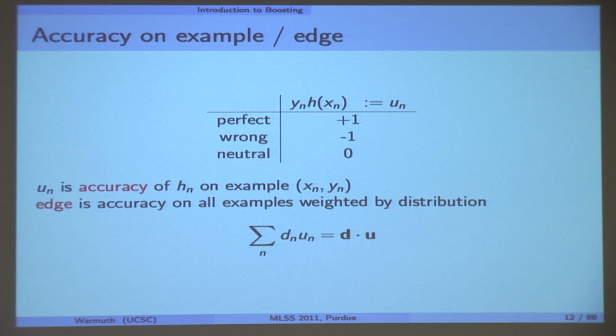What we're going to do is take the label and multiply it by our weak hypothesis. That's going to be our U. And this U measures the accuracy. The edge is the weighted accuracy. So U_n is the accuracy of the current hypothesis on the nth example, and the edge is the average accuracy on all examples. Remember, we have a distribution on the examples. It's very important. The distribution idea was key.